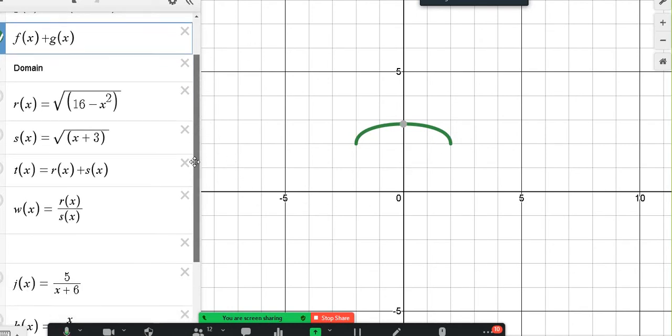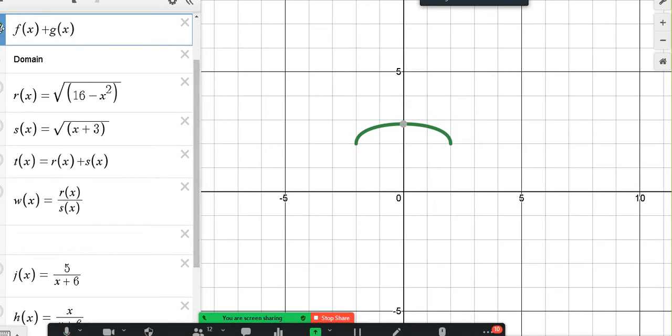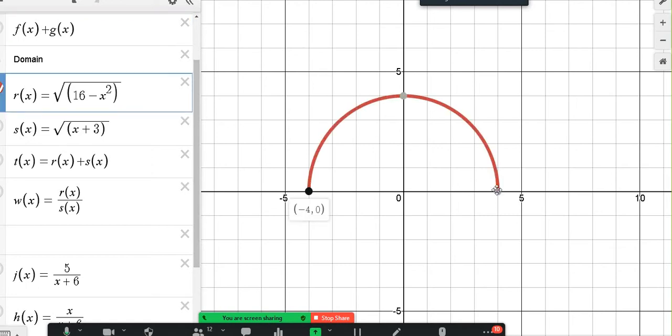Here's kind of a taste of one of them. Let me shut this graph off and let's take a look at r of x. R of x is the top half of a circle. You can see it, the circle radius 4 goes from -4 to 0. S of x is this function.